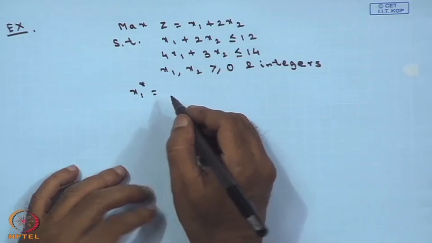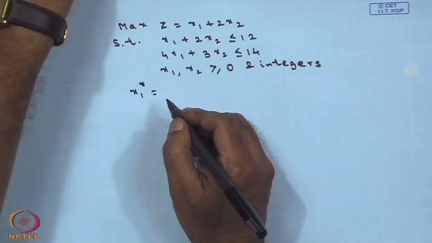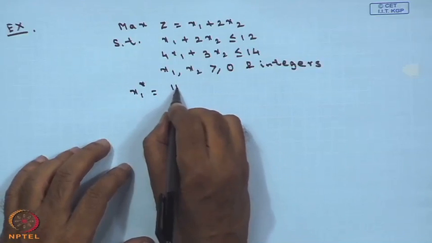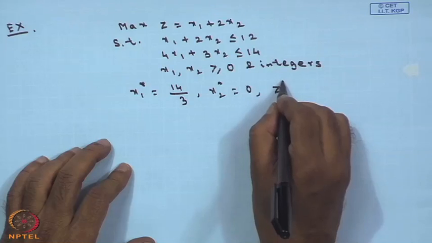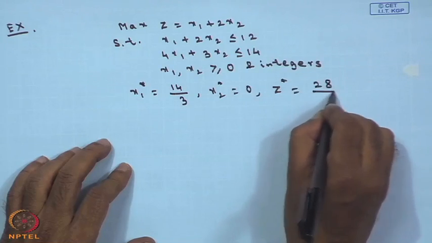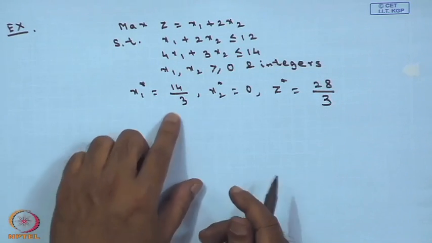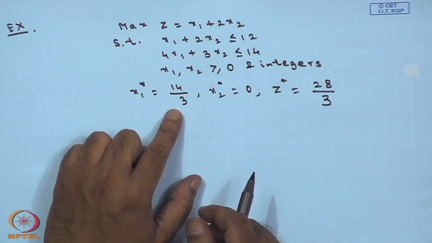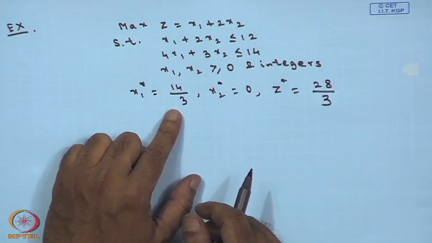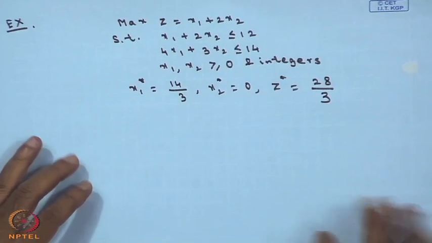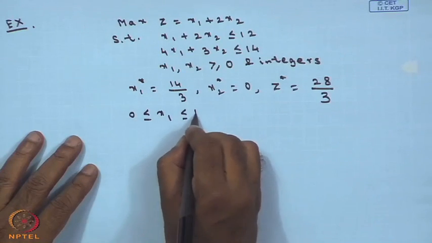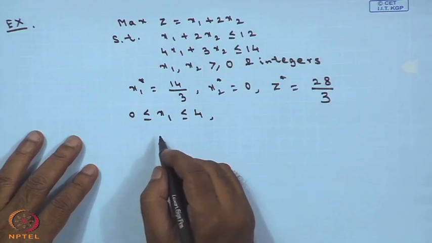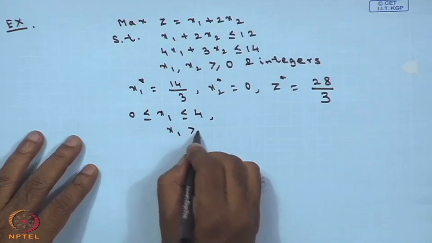I have made a mistake. I think your x 1 star is 14 by 3, x 2 star equals 0 and z star equals 28 by 3. So, since x 1 star is 14 by 3, what can you do now? Since it is non-integer, for x 1 we will have a lower bound and an upper bound: 0 less than equals x 1 less than equals 4, and the other one can be x 1 greater than equals 5.